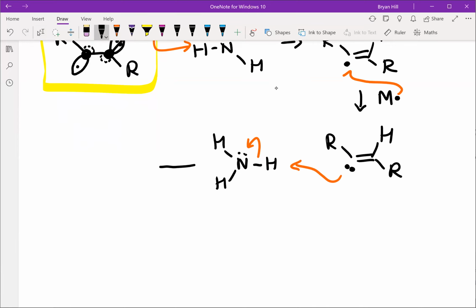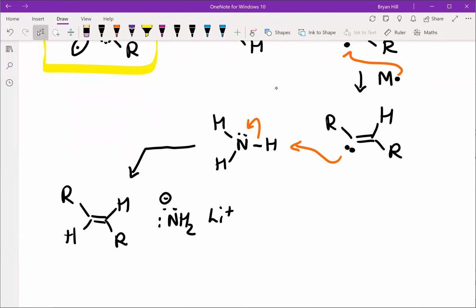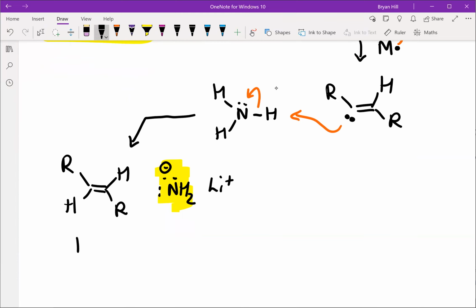So this reaction in the end, when you think about it, we're going to have some NH2 negative floating around with some lithium plus or sodium plus. And this reagent is extremely basic as well. So if you've got any acid sensitive groups, they're going to react pretty quickly. But in the end, you end up with a trans alkene. So trans.